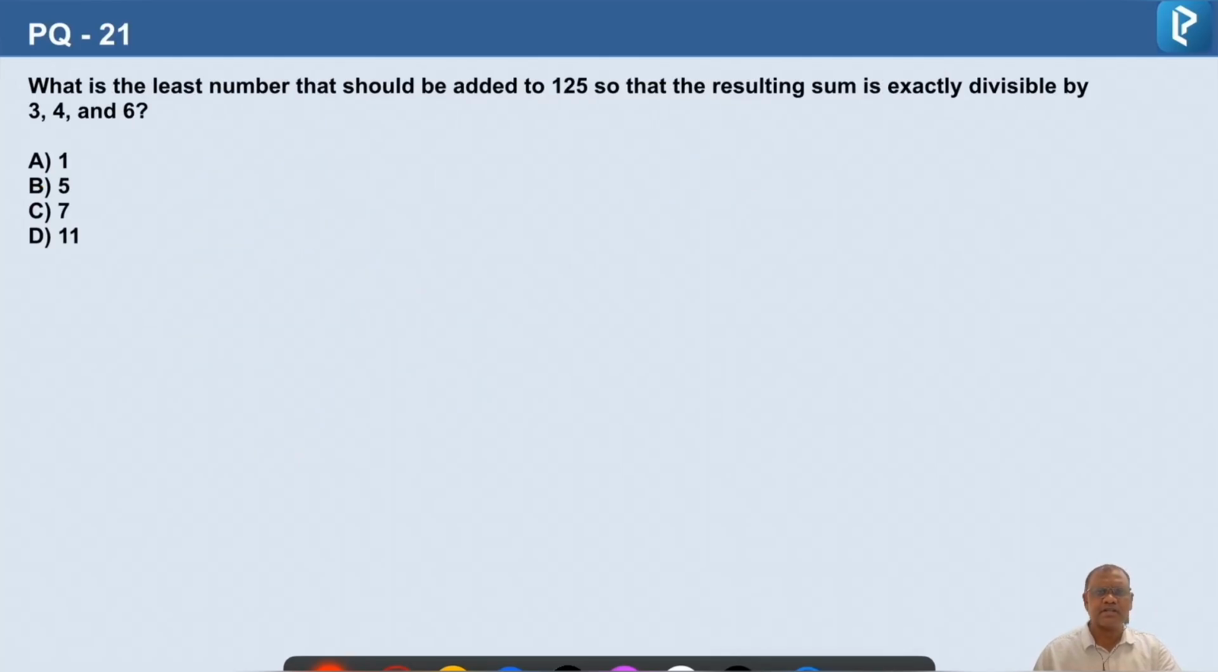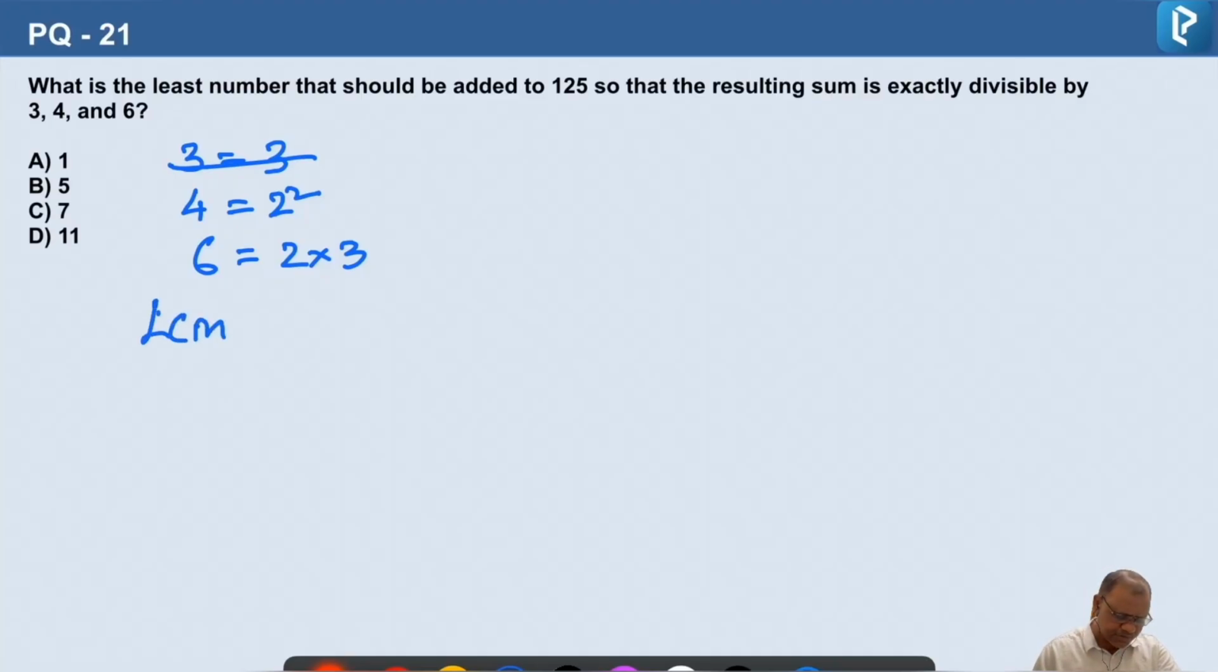Question number 21. What is the least number that should be added to 125 so that the resulting sum is exactly divisible by 3, 4 and 6? So the LCM for 3, 4 and 6. For 3 we can eliminate it because 3 is a factor of 6. So the LCM is 2 square into 3, which is 12. 4 into 3, 12.